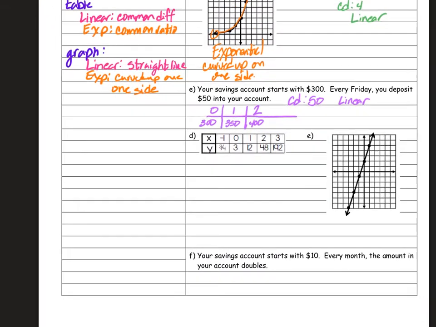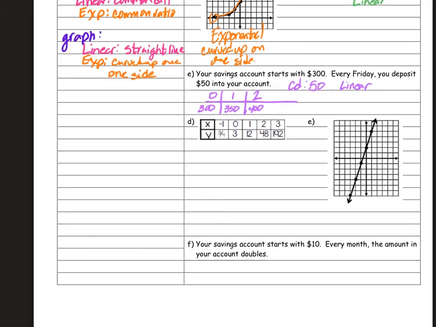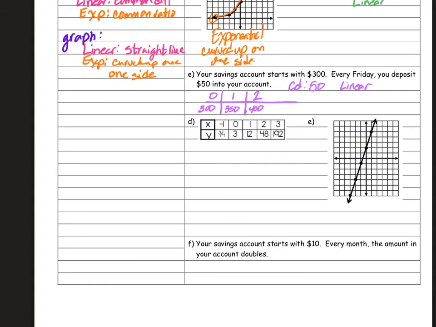Okay, so D. So again, on D, what I'm going to look at is my X values. And once again, we've got a difference of 1 in the X, so I'm good there. So I want to see what my difference is from here to here, and here to here, and here to here, and here to here. So what do I add to 3/4 to get 3? That's like 2 1/4 or something. And since none of the rest of them have fractions, I'm pretty sure I'm not adding.